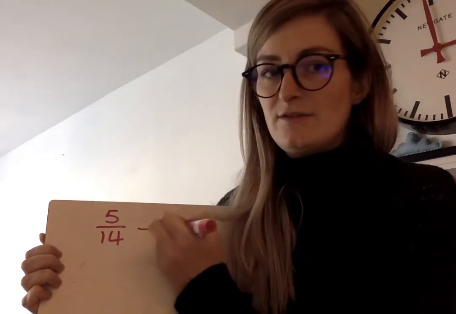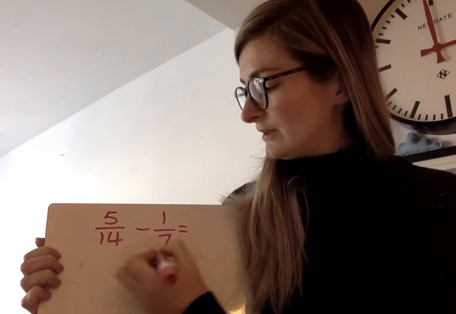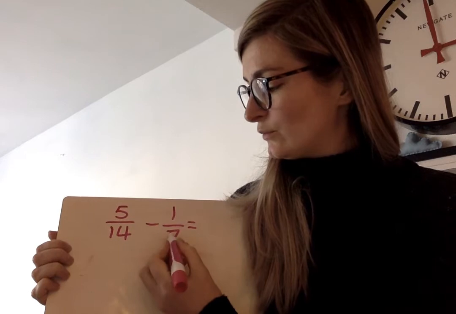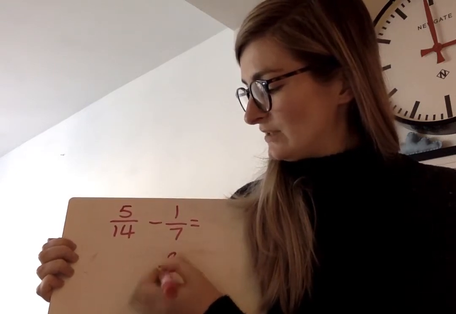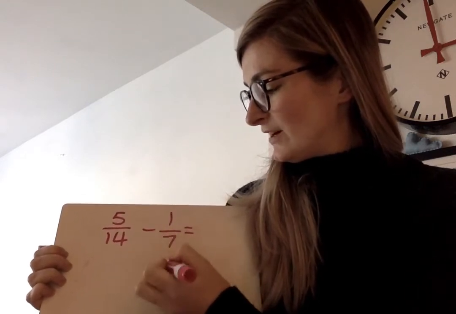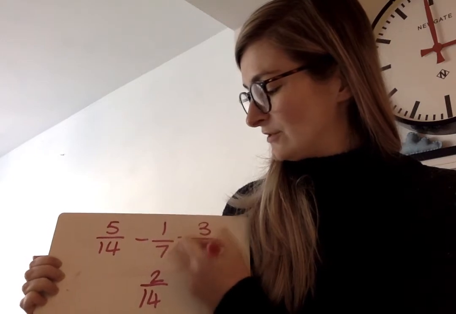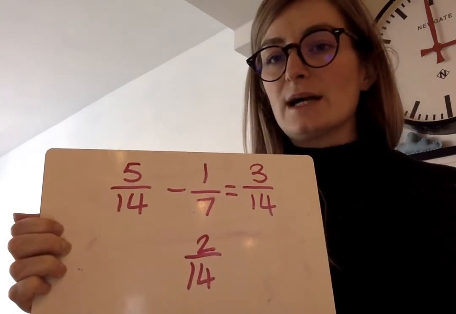5/14 subtract 1/7 equals, I'm going to convert this into 14ths. I know that 1/7 is the same as 2/14. So 5 subtract 2 equals 3/14. Can you simplify that? Why or why not?